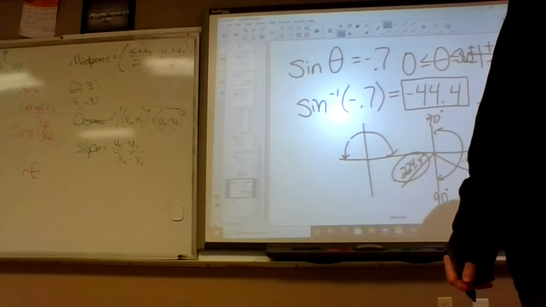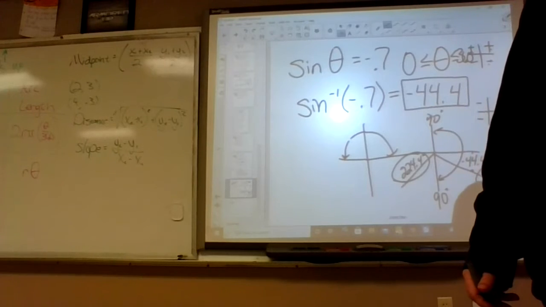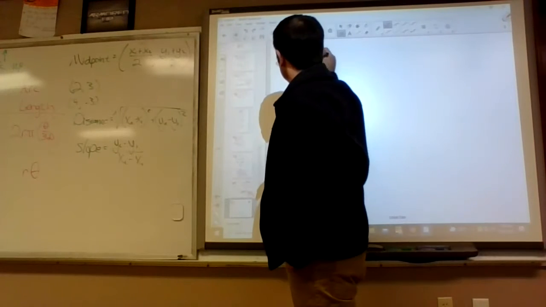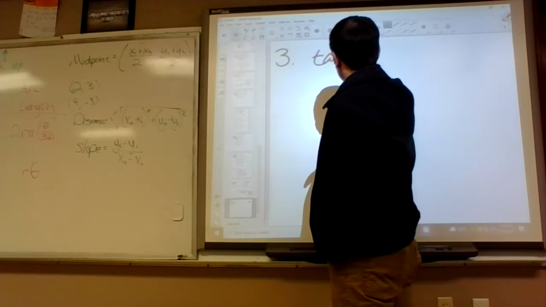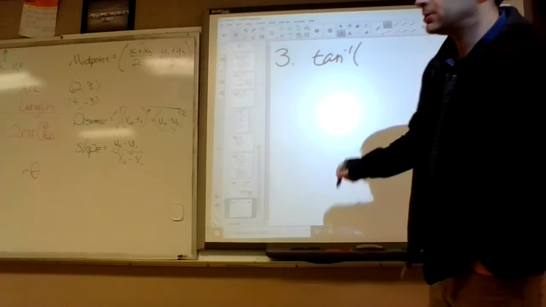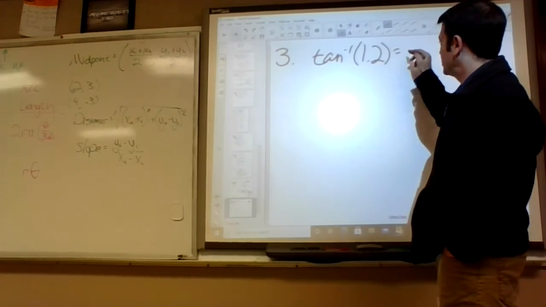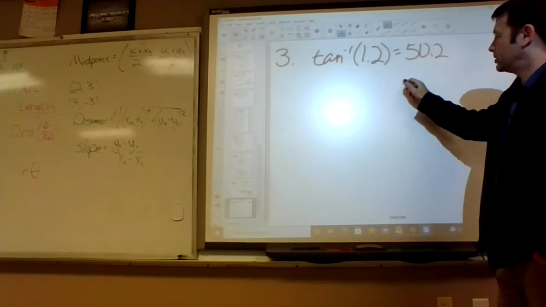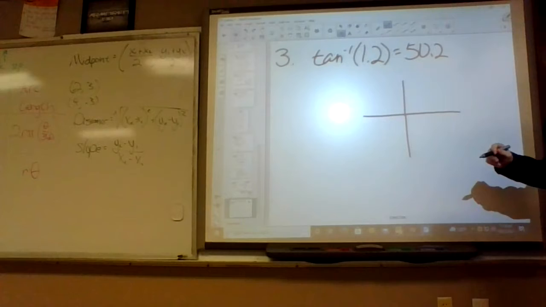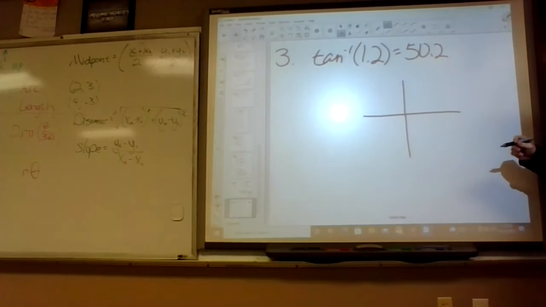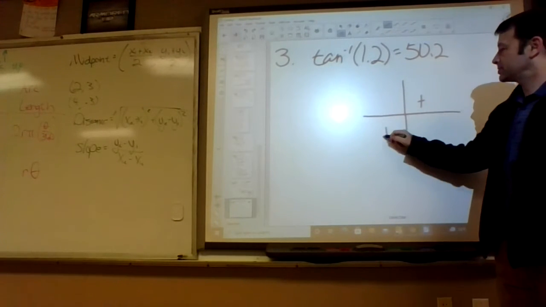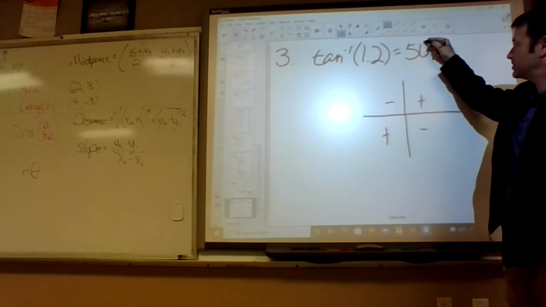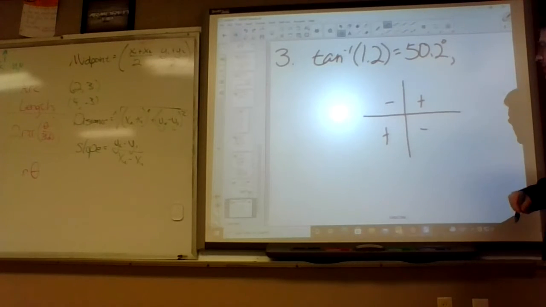Okay, number 3, tangent of theta equals 1.2, so what do we do first? Tangent inverse of 1.2. 50.2. Okay, so this is a positive 1.2. Do you guys remember where tangent was positive? Top right, bottom left. Yes. First. Okay, so we already have the first quadrant angle, because that is the first quadrant angle. So that's one of the answers.